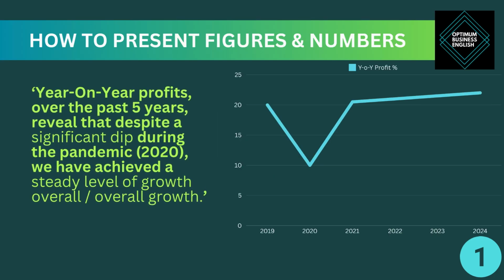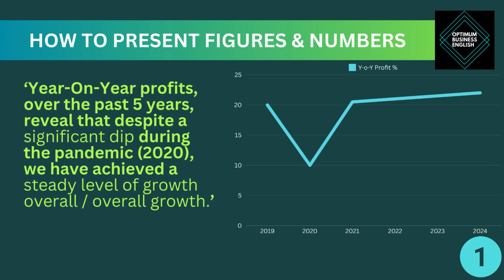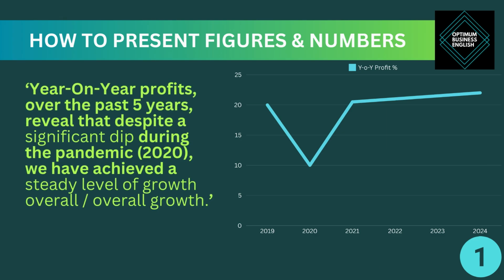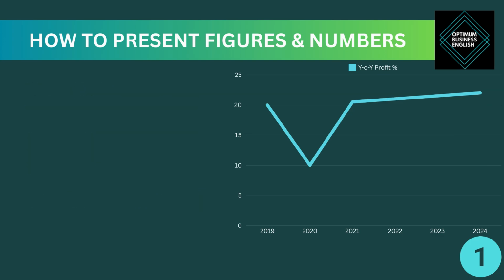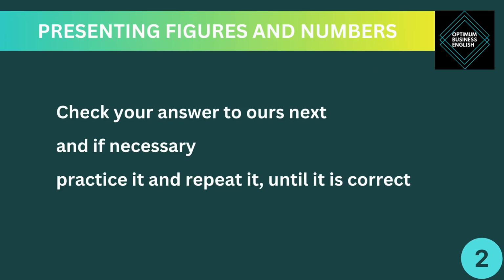Your answer should have said, year-on-year profits over the past 5 years reveal that despite a significant dip during the pandemic of 2020, we have achieved a steady level of growth overall, or overall growth. Using the trend revealing line chart on your right as your reference, complete the green sentence. Check your answer to ours next, and if necessary, practice it and repeat it until it is correct.